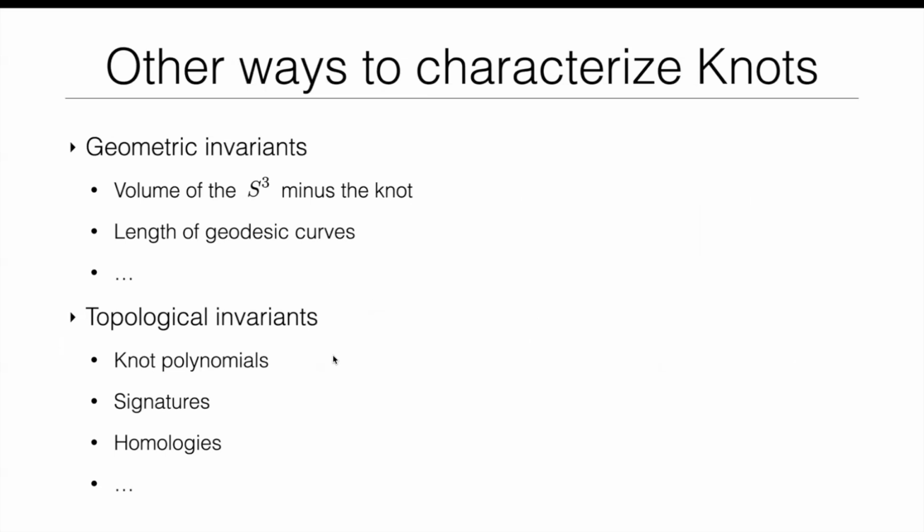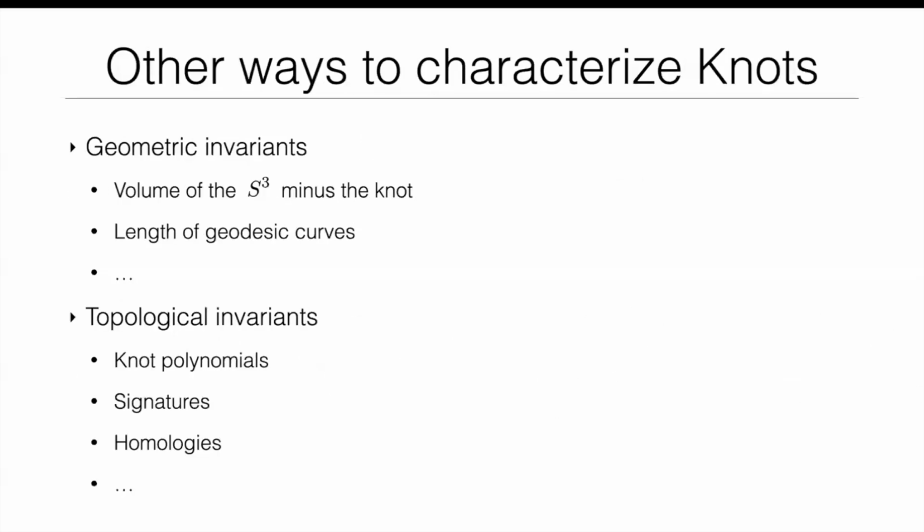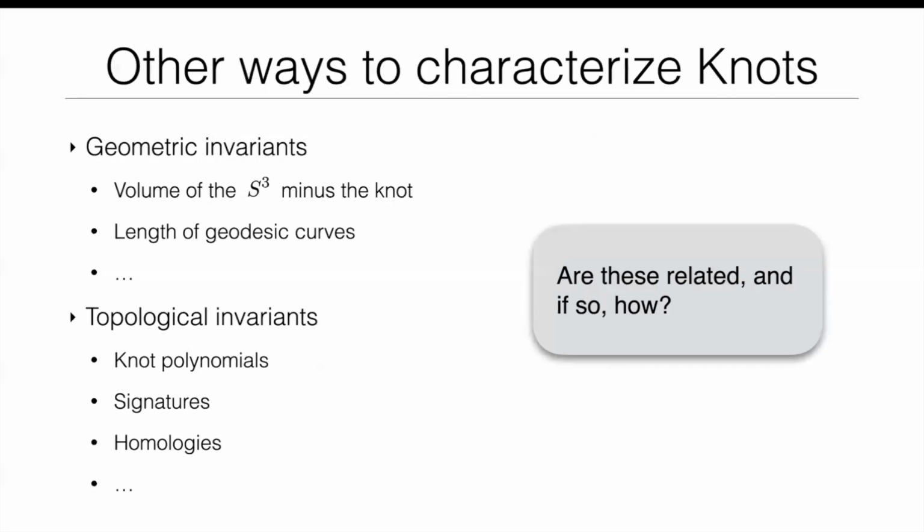There are also topological invariants. So you can, for example, assign a polynomial to a knot. You can assign vectors to knots. You can assign real numbers to knots, and they are constructed in a way such that you get the same number no matter what the knot looks like, but then you get different numbers here. And these are very different ways of thinking about knots. And it begs the question whether these are related and how.